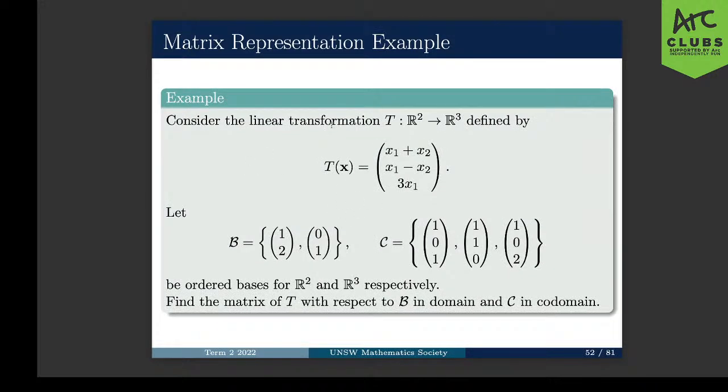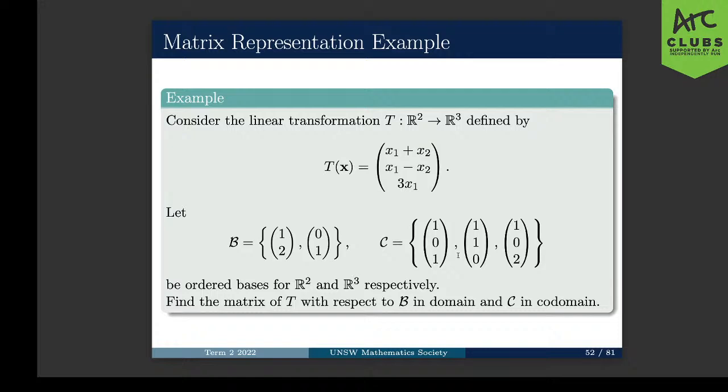So we have this linear transformation here. It's the same one we saw before. Let's say B is a basis for R2, just these two vectors, not the standard basis, and C a basis for R3, and again, not the standard basis. The task is to find a matrix of T with respect to B in the domain and C in the codomain.